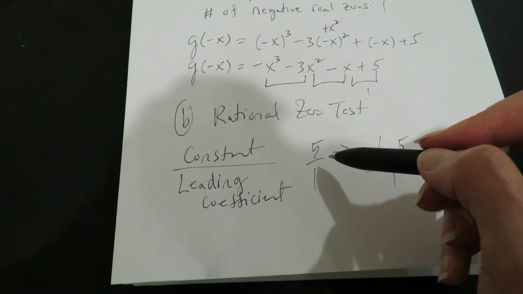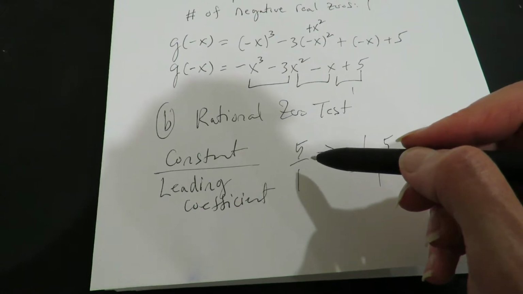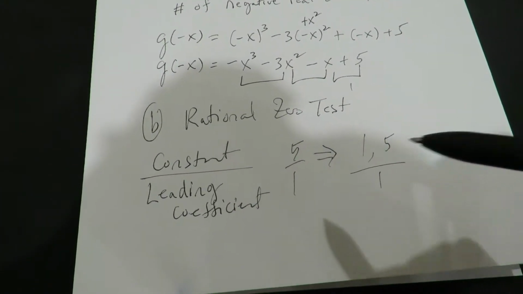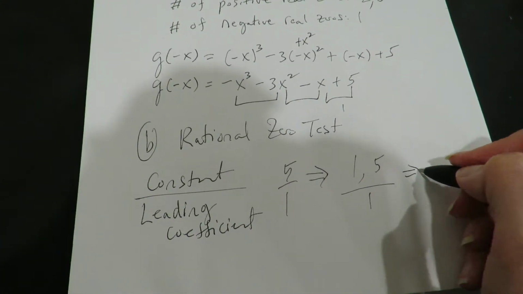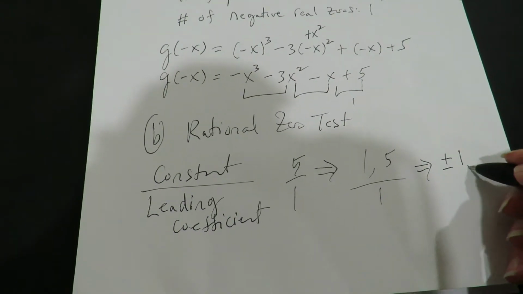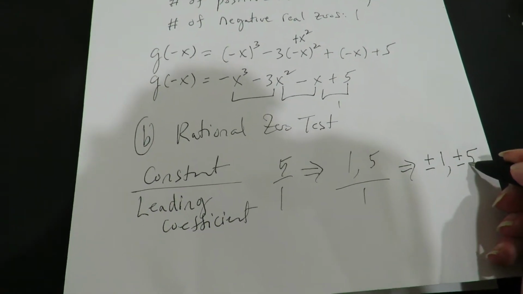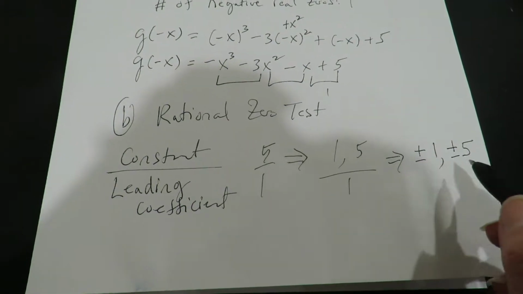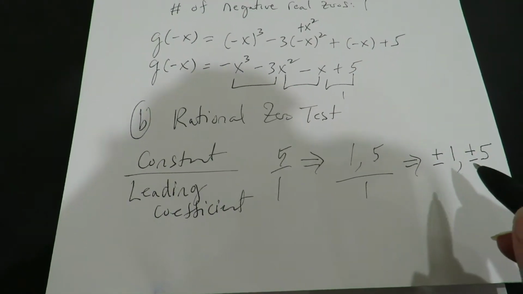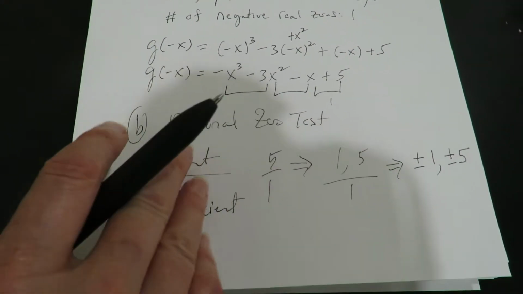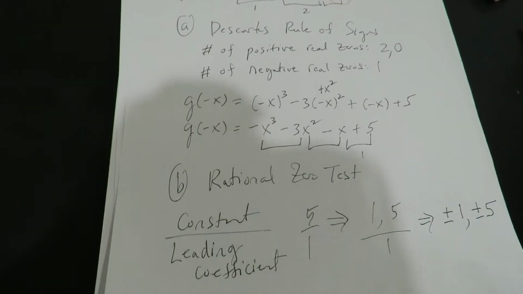So the only way to make a 5, the only factors of 5 are a 1 and a 5. The only factors of 1 are a 1. So the only possible combinations here are plus or minus 1 and plus or minus 5. Okay, so that's the list, which is really small. There's just 4 combinations, which is great. There's not a lot of guessing involved.